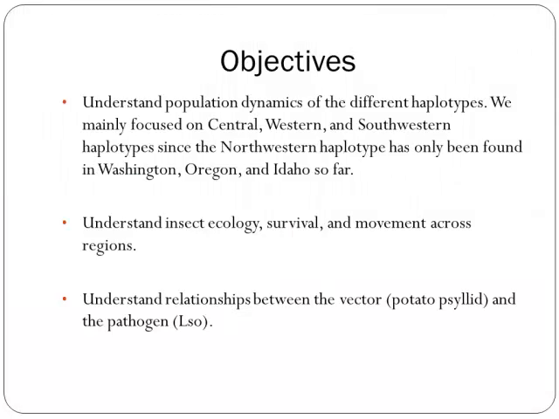Our objectives are to understand population dynamics of different haplotypes. We mainly focus on central, western, and southwestern haplotypes, since the northwestern haplotype has only been found in Washington, Idaho, and Oregon so far. We also aim to understand insect ecology, survival, and movement across regions, and the relationships between the vector, the potato psyllid, and the pathogen LSO.